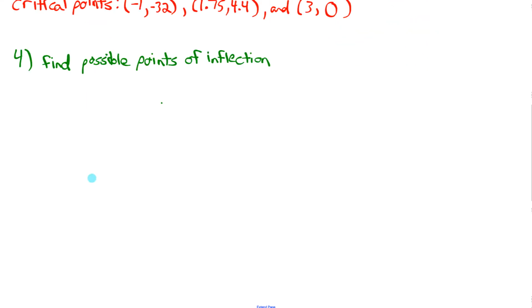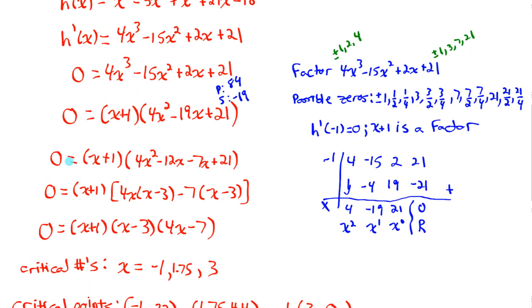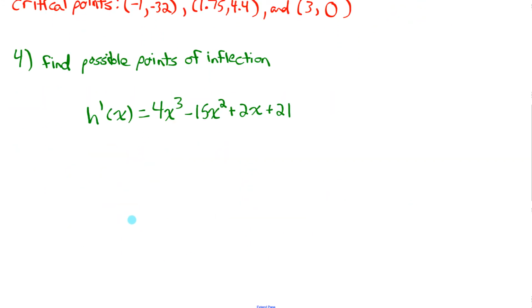So a possible point of inflection is going to occur at a point where the second derivative is either 0 or undefined. So I'm going to have to find the second derivative. Let me rewrite the first derivative here. And now if I differentiate this, I get the second derivative.